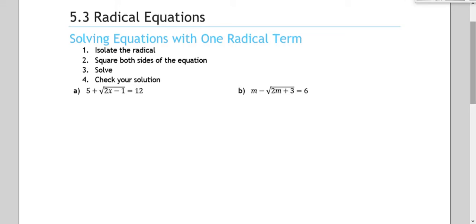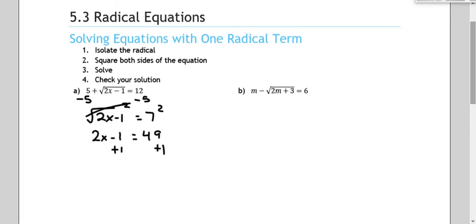So to isolate this guy, we're going to go minus 5, you get the square root of 2x minus 1 is equal to 7. Square both sides. So you get 2x minus 1 is equal to 49. Add 1 to both sides. 2x equals 50. Divide by 2. X is equal to 25.